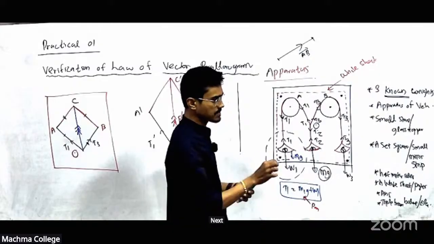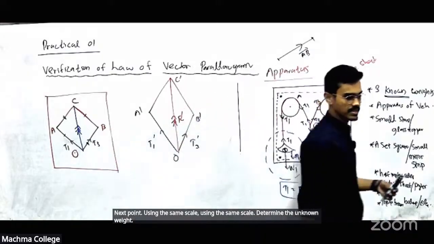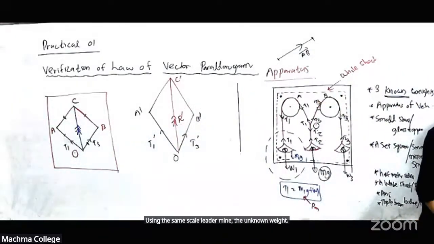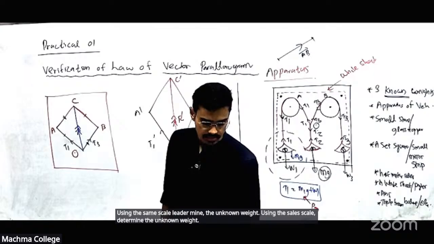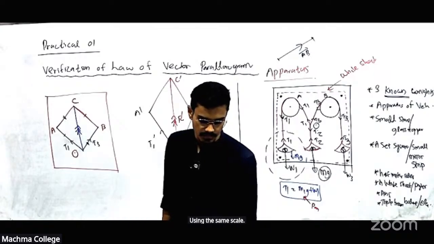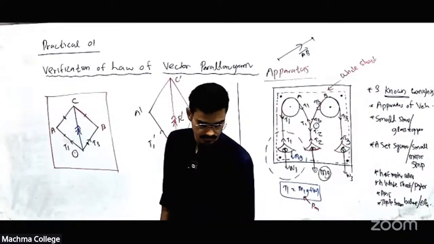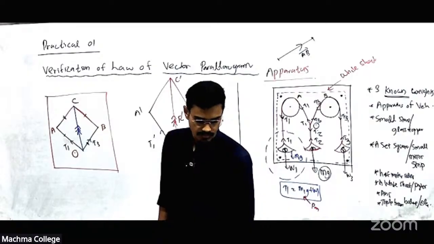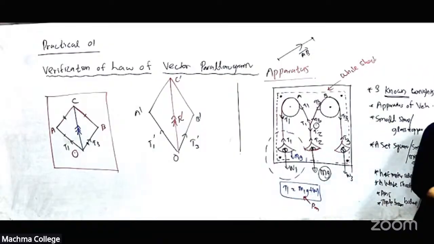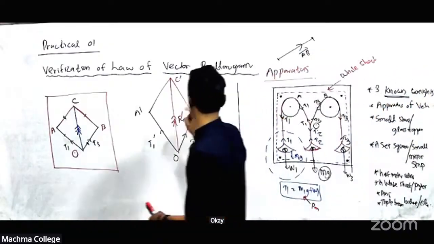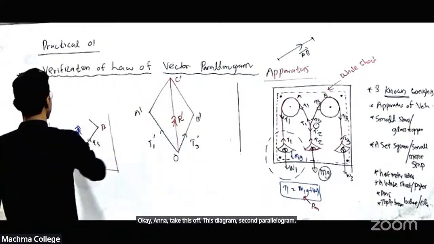Next point: using the same scale, determine the unknown weight. Okay. And take this down: this diagram, the second parallelogram. Take down the second parallelogram.